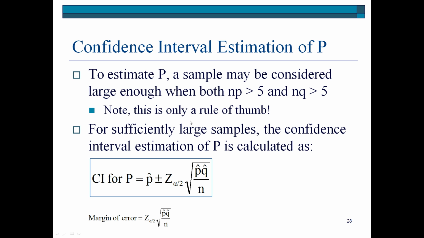Now then, what we can say is that for sufficiently large samples, the confidence interval estimation of p is shown here. It is equal to p hat plus or minus the margin of error. The margin of error is the standard deviate z multiplied by the standard error of p hat, which we explained before. So the product of these two quantities gives us the margin of error, which subtracted from p hat gives us the lower limit, and added to p hat gives us the upper limit of the confidence interval.